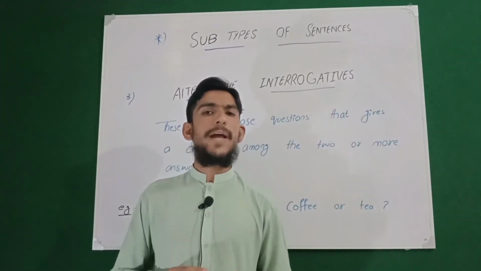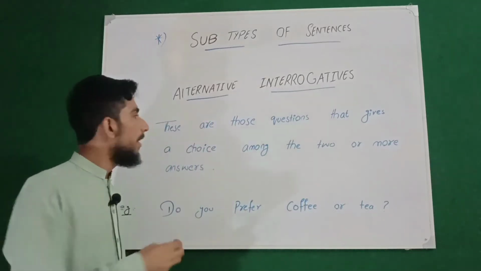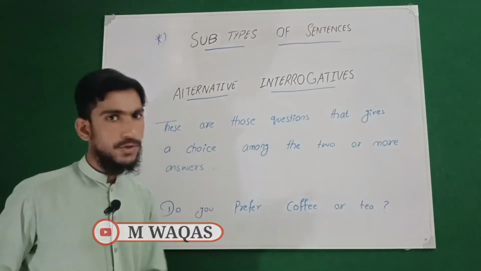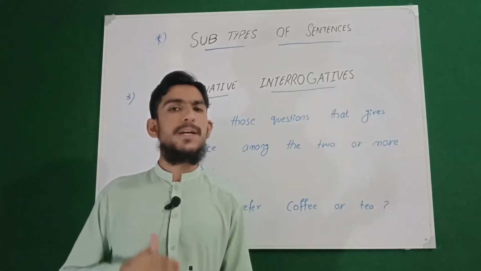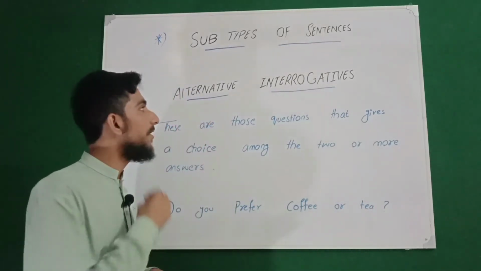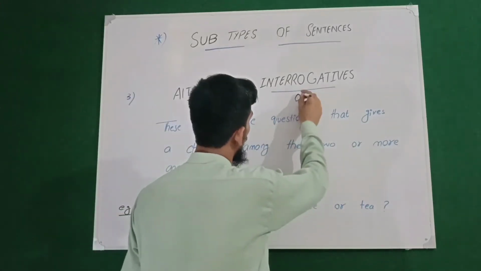We will discuss the third type of interrogative sentences, which is alternative interrogative. These are questions that give a choice among two or more answers. When a choice or option is given among two or more answers, we call this type of question alternative interrogatives. That's why the grammarians also call them optional questions.